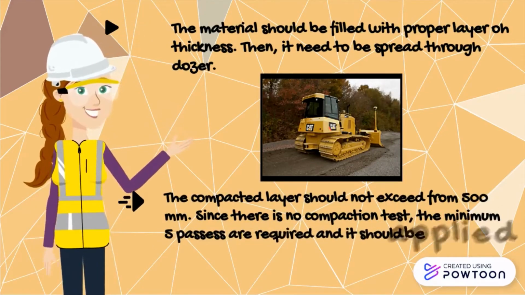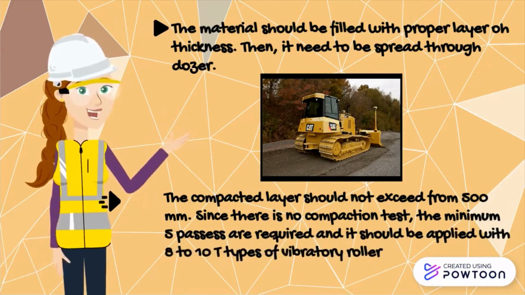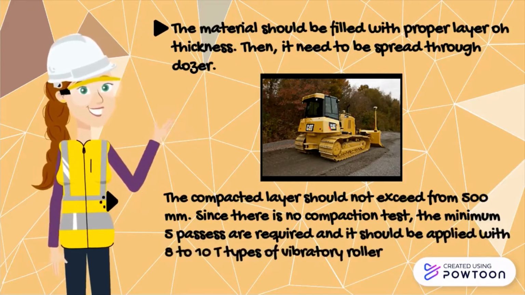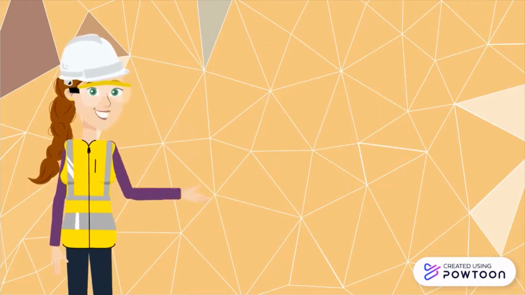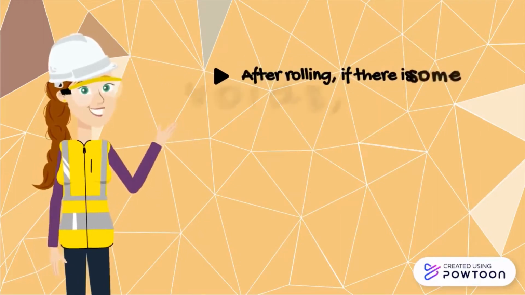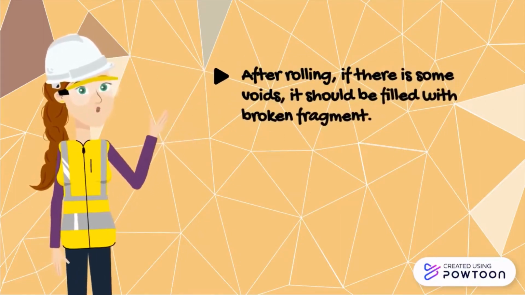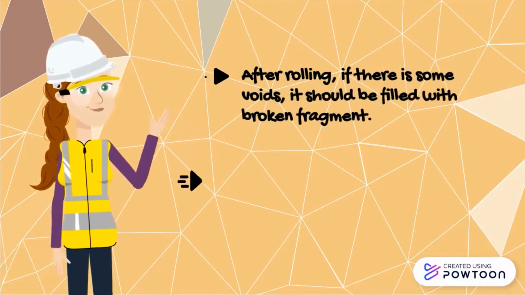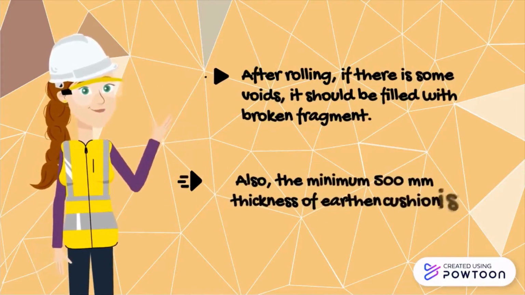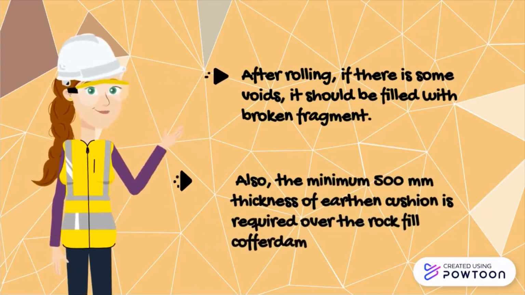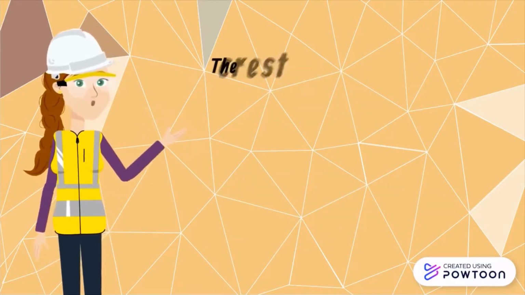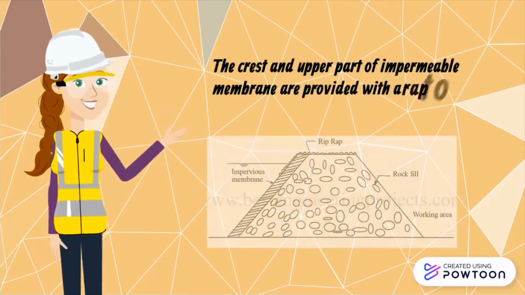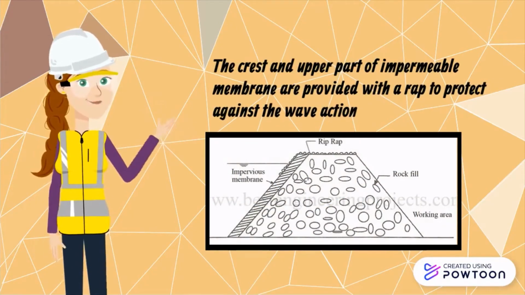Since there is no compaction test, a minimum of 5 passes is required and it should be applied with an 8 to 10 ton vibratory roller. After the rolling process, if there are some voids, they should be filled with broken fragments. Also, a minimum of 500 mm thickness of earthen cushion is required over the rock-fill cofferdam. Besides that, the crest and upper part of the impermeable membrane are provided with a wrap to protect against wave action.